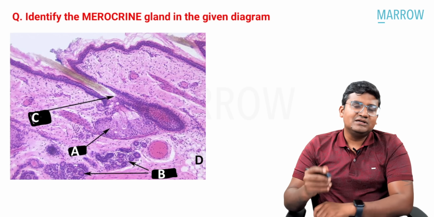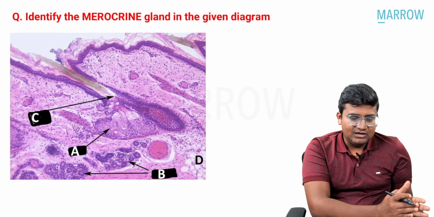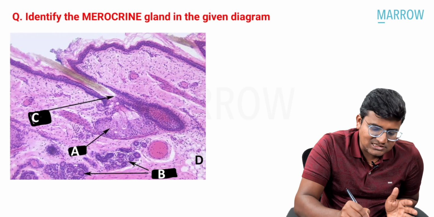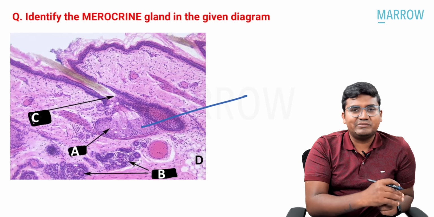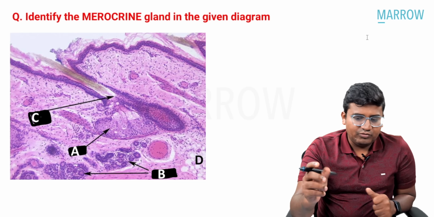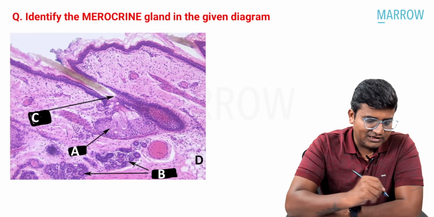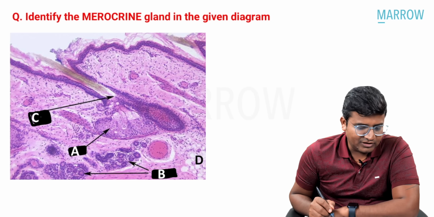Now see this diagram. A similar diagram was given in the previous AIMS exam. Now in that exam they were asking you to identify the marked gland, that is our sebaceous gland. So now in this question, we're going to discuss how to identify the merocrine gland in the given diagram.